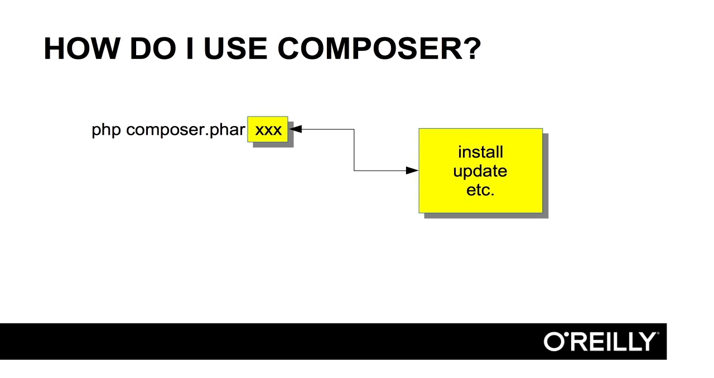Once Composer has been installed, you will see a file called composer.phar. This stands for PHP archive. To use Composer, you would execute PHP followed by composer.phar followed by one of the Composer commands. These commands could include things such as install, update, among other commands.